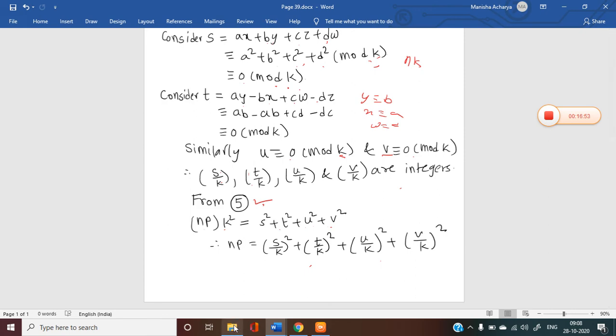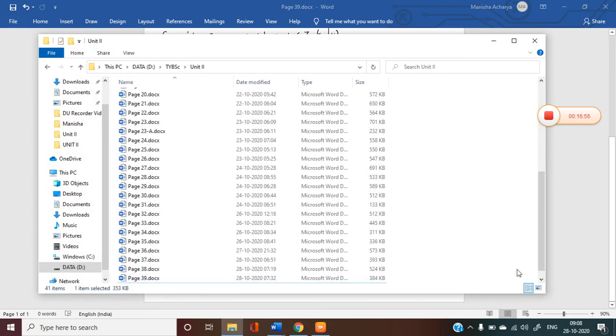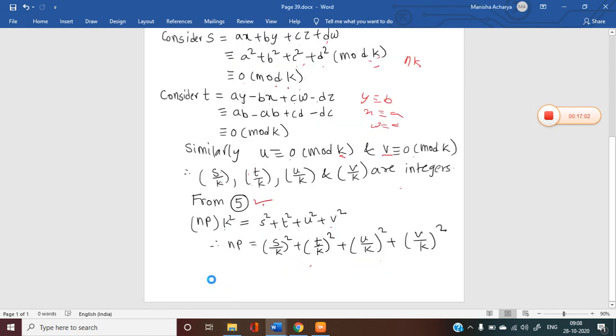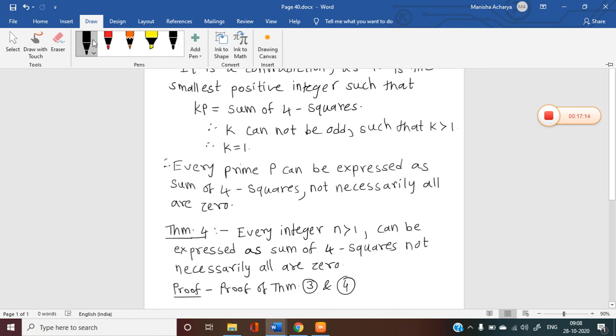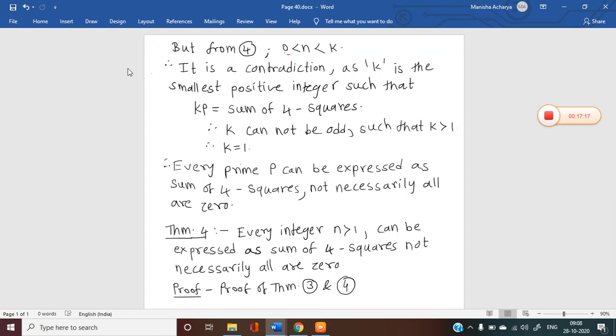So now we have reached the last part of the theorem. Okay, so I will open page number 40. So we have got np as a sum of 4 squares, but from 4, see what I explained there also. From 4 we have the value that 0 is less than n less than k. So here we have got np as a sum of 4 squares, where the value of n is less than k, which is a contradiction, because we are saying k is the smallest positive integer such that kp is equal to sum of 4 squares.